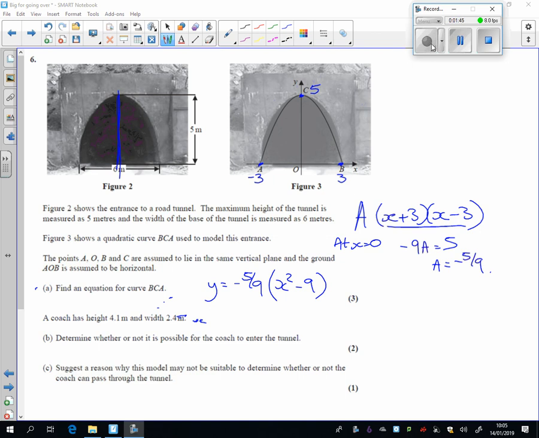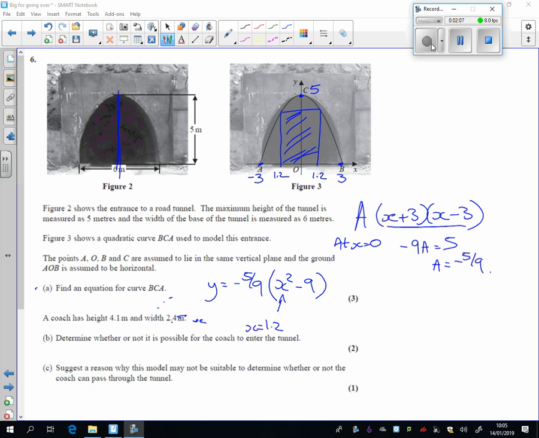So continuing, the question is, will this bus fit underneath it? So the bus is going to look something like this. And the bus is 2.4 wide. So if it's 2.4 wide, that's going to be 1.2 meters, and that's going to be 1.2 meters. We're going to need to know what happens when x is equal to 1.2.